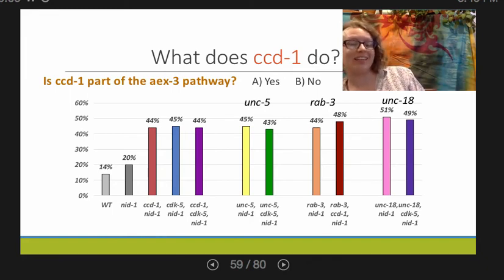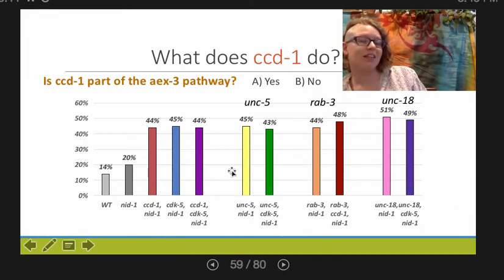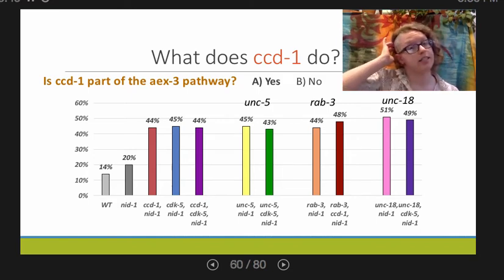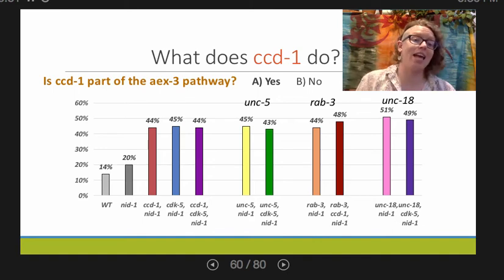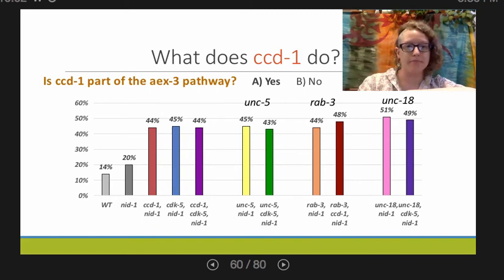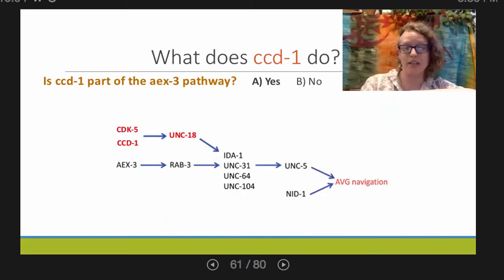What do you think? In all of these, we have just the part of AEX3 pathway, and then the AEX3 pathway plus the CCD1 pathway. So, are these all parts of the same pathway? Is this all one leg? Yes or no? Pause. Ready? Yes, it is. And we know this because we're not seeing any additive phenotypes. Nothing's above 50, really. So all of this is interacting. And I get to add a little leg to the AEX3 pathway.